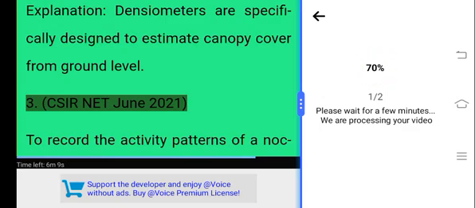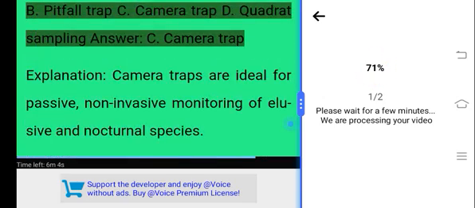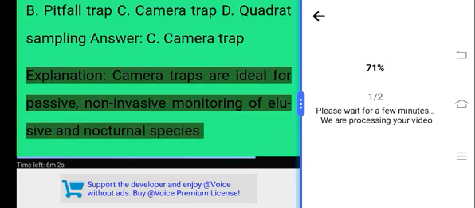3. CSIR NET June 2021. To record the activity patterns of a nocturnal mammal species in a dense forest without disturbing them, which method is most appropriate? A. Mist netting. B. Pitfall trap. C. Camera trap. D. Quadrat sampling. Answer: C, camera trap. Explanation: Camera traps are ideal for passive, non-invasive monitoring of elusive and nocturnal species.